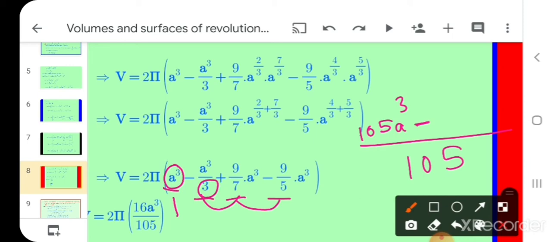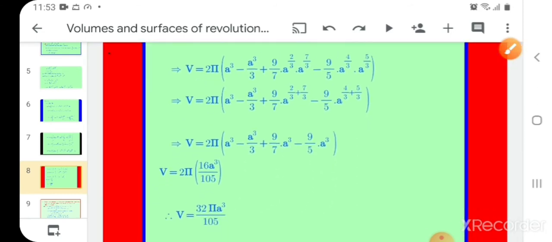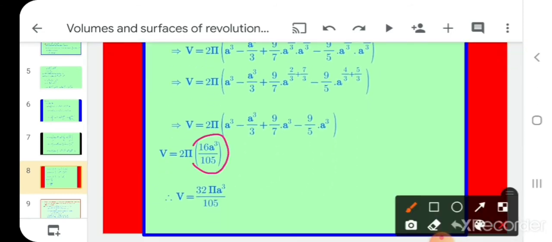So 35 a cube plus we have denominator is 7. So we write 15 9 ja 135 a cube minus we have 5 here. So 21 9 ja 189 a cube. After simplifying all these terms, we get what we get here? 16 a cube by 105. 16 2 ja 32 pi a cube by 105.